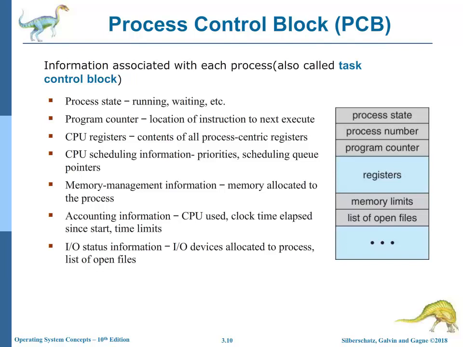Memory management information. This includes the page table, memory limits, and segment table, depending on the memory system used by the operating system. Accounting information. This includes the amount of CPU used for process execution, time limits, execution ID, etc. I/O status information. This includes a list of I/O devices allocated to the process. The PCB is maintained for a process throughout its lifetime and is deleted once the process terminates.